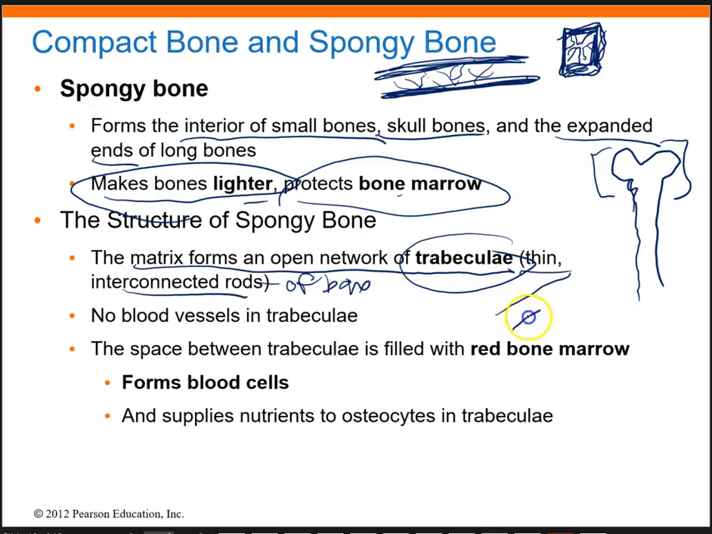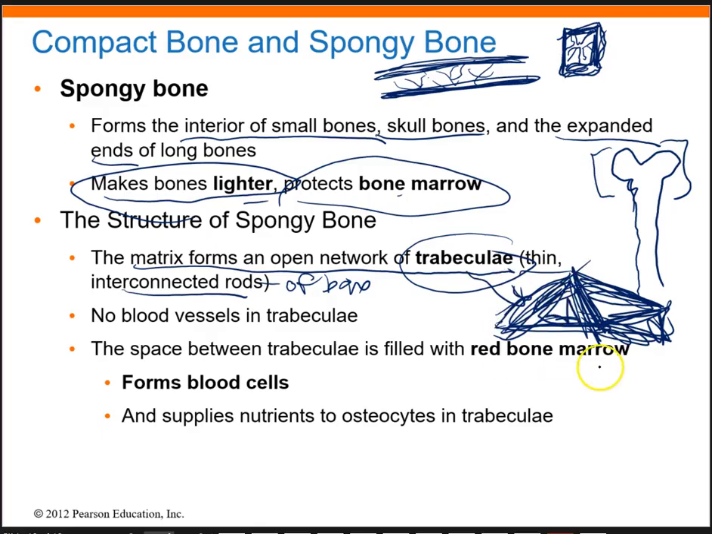So you'll have bone tissue like this, then bone tissue coming in this direction, bone tissue coming here, right? And you'll have bone tissue going in all of these different directions, and there's open spaces between them. So these rods of bone are the trabeculae, and then the open spaces in between are where we have our red bone marrow. So there would be red bone marrow here, red bone marrow here, red bone marrow here.